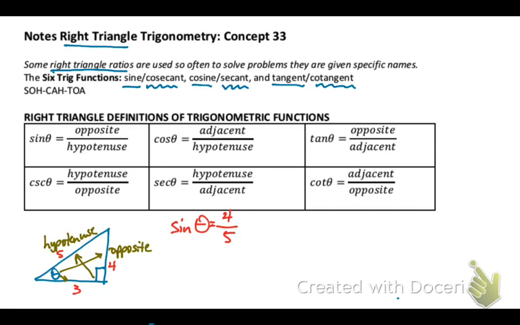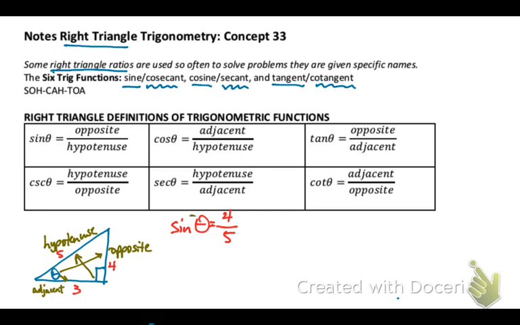Now I just went ahead and put some random numbers in for this right triangle. So we have legs of 3 and 4 and a hypotenuse of 5. So the sine of theta is the length of the opposite side, which is 4, over or divided by or compared to the length of the hypotenuse, which is 5.